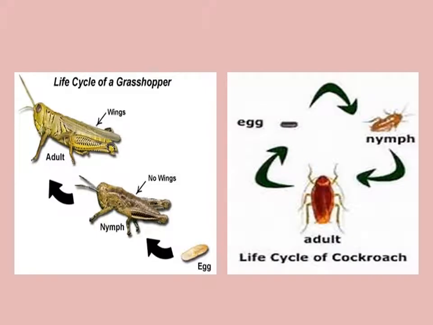Now here, this is the life cycle of a grasshopper, and in the other figure, the life cycle of a cockroach. You can see here the egg, nymph, and adult. The nymph doesn't have wings; it has just small wing pads, and the development of the wings starts later on. Similarly, in the life cycle of the cockroach, the adults bear wings, and the egg hatches into the nymph. The nymph does resemble the adult except for the size, the reproductive organs, and the fact that they don't have wings.